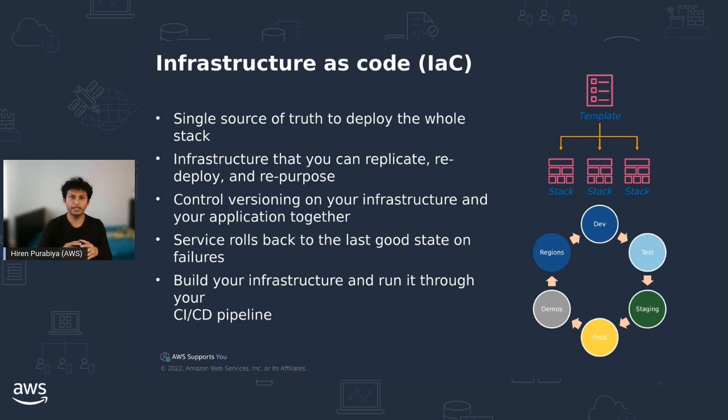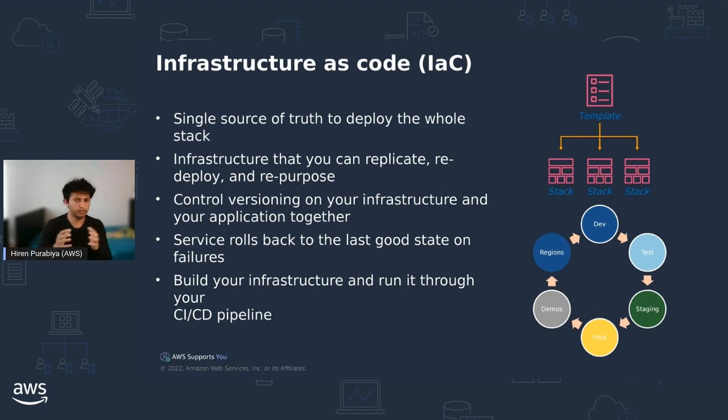By doing so, we get several benefits over manually deploying infrastructure. So let's look at those benefits. This code acts as a single source of truth to deploy the whole stack. If anyone wants to go back and see what infrastructure configuration got deployed, they can check out this single source of truth. It allows us to replicate, redeploy, and repurpose the infrastructure.